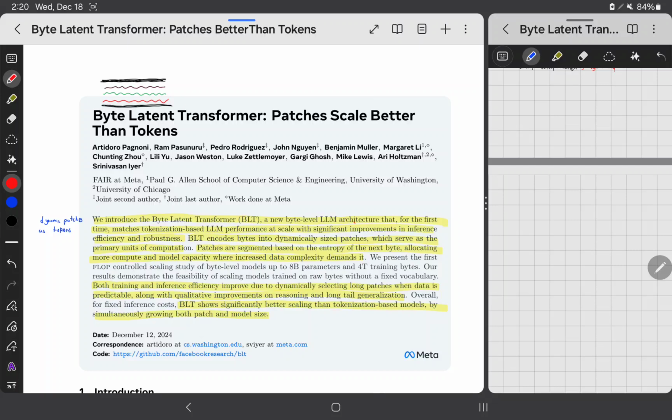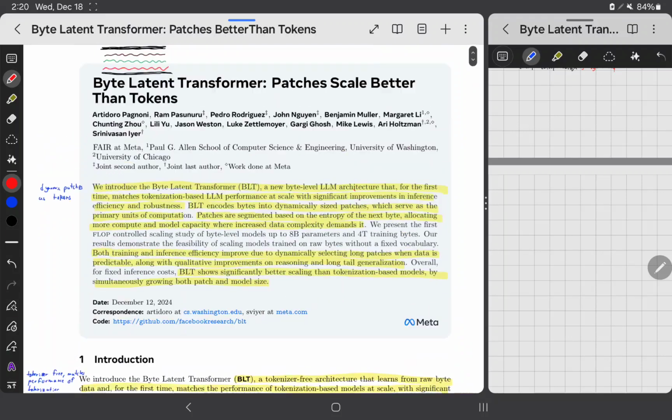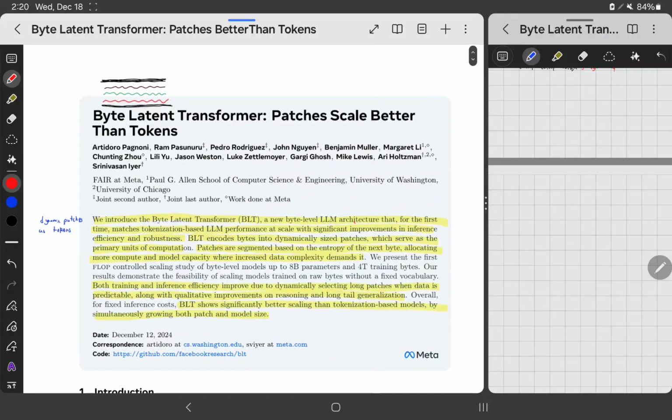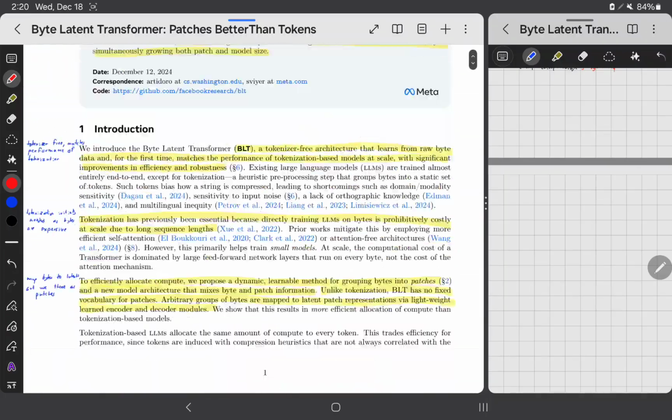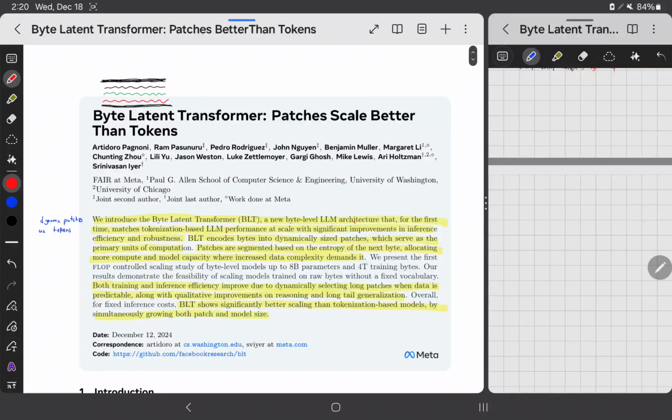So, yeah, I think it is an interesting architecture. It's very much an engineering paper. They do a lot of things to get it to work. So, I've heard people say, oh, this is the end of tokenization. No, I mean, it's a good first step, but there's a lot of engineering that goes into making it work in the first place.